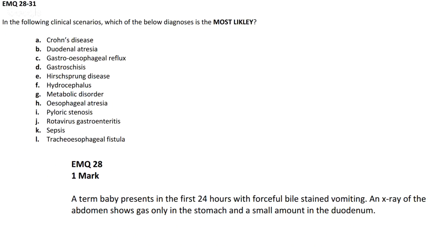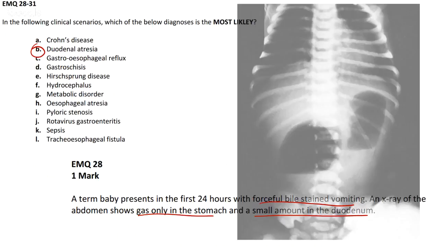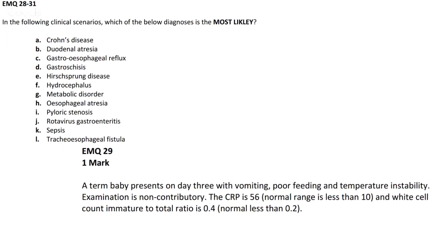Okay. All right. Forceful bile stained vomiting shows gas only in the stomach and a small amount in the duodenum. Yes. Okay, so there's a whole presentation on this, so I'm not going to go through this in too much detail. Okay, so term baby with vomiting, poor feeding, temperature instability. What does he have just from that? Sepsis until proven otherwise, right?